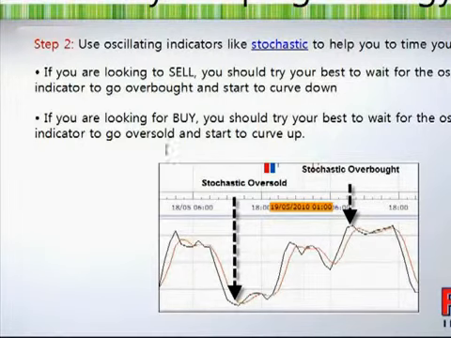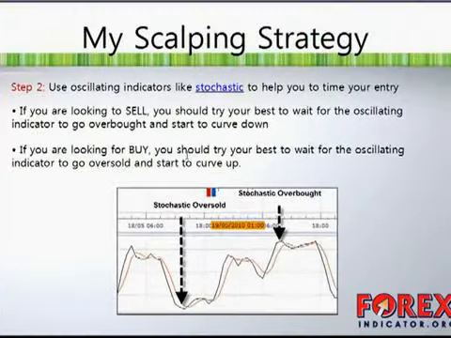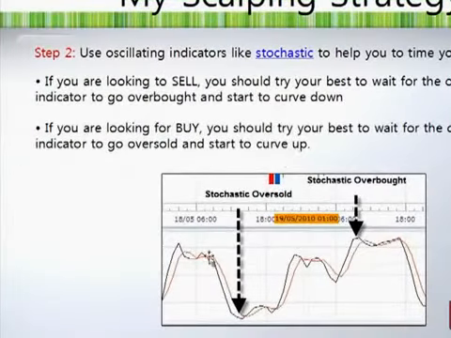Okay, so if you're looking for a buy trade, which is a long position, you will wait for the oscillating indicator to go oversold, which means that people have been selling until the market is now oversold and is likely to move up, and this is where you enter a buy trade, a long trade.